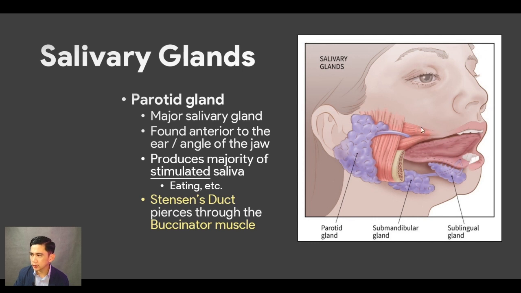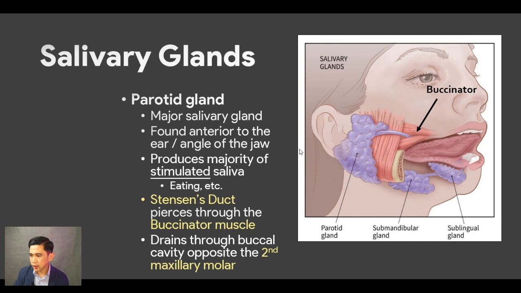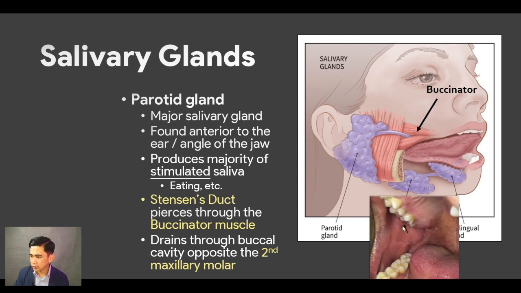This is the buccinator muscle. So it pierces the buccinator muscle and it drains through the buccal cavity. This is the buccal cavity, opposite the second maxillary molar. So here, you can see it here. So the saliva is produced in the parotid, goes inside the mouth and drains into the buccal cavity.